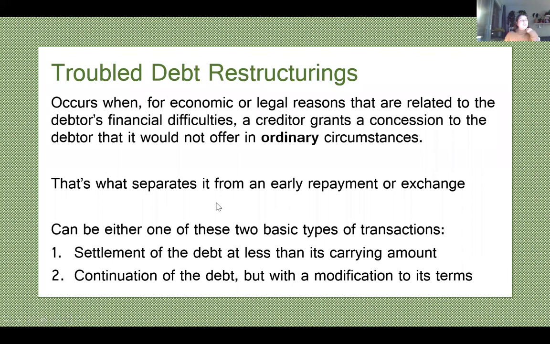For troubled debt restructurings, it occurs when the company has financial difficulties or there's something in the way of them paying back the full amount of the bonds, and it's not in the contract that they can pay it back in advance. So it's like the lender is giving them a favor of being able to either pay it back in advance or change the terms of the debt. So that's what separates it from an early repayment, like we just saw, or an exchange. An exchange could be like they exchange the debt for a new one. But for these two, it has to be mentioned in the contract. The two types of transactions are the settlement of the debt at less than its carrying amount, or the continuation of the debt, but with a modification to its terms. So we're going to see both of them.